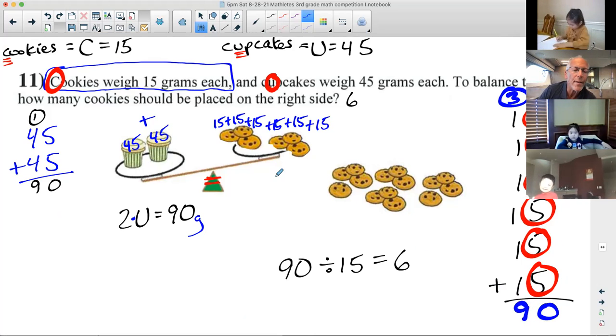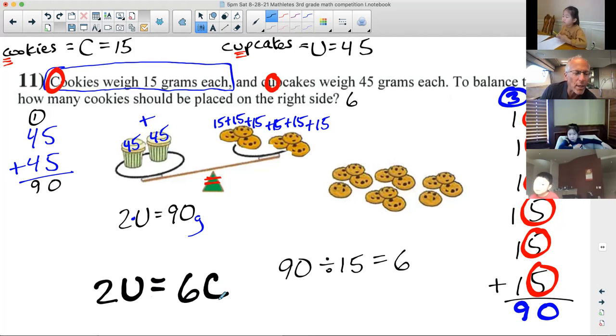And guess what? We now know that 2 cupcakes equals the same weight as 6 cookies. And we can actually write this as an algebraic equation. Everybody write out 2u equals 6c.